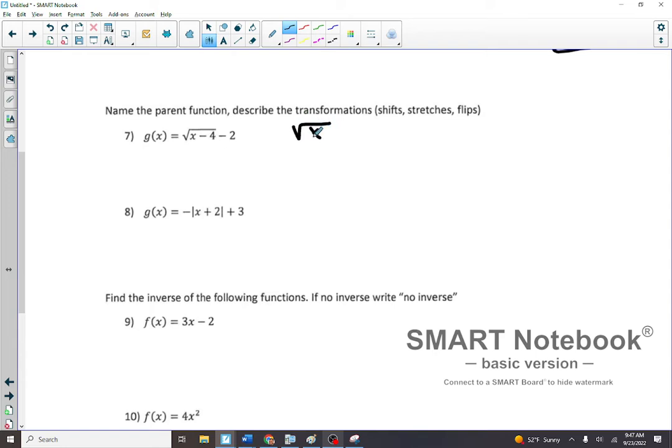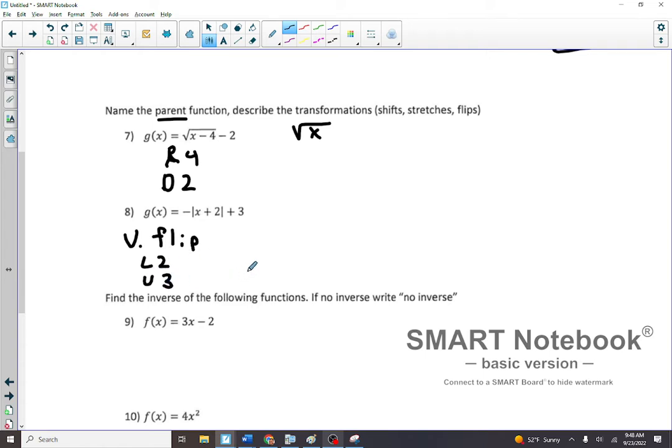Square root x is our base function. This means inside the square root of x, there's a minus 4. So that means I got to go right 4 and then down 2. Remember, inside, it flips your idea. I said based off the parent function, but on the test I will write compared to root x. And this is going to be a vertical flip. We're going to go left 2, and we're going to go up 3.